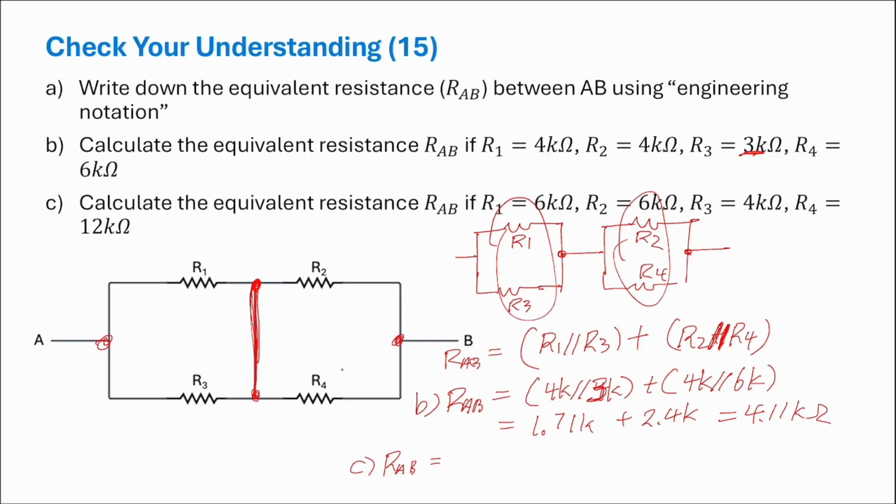C, RAB is R1 6K parallel R3 4K, plus 6K parallel 12K. So this is 2.4K plus 4K and equal to 6.4K ohm.